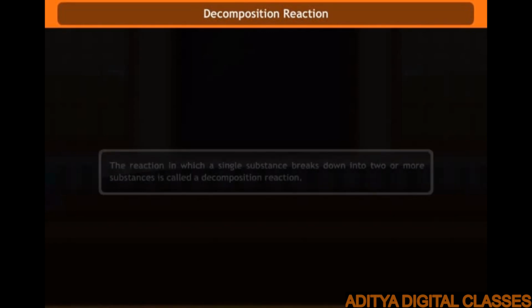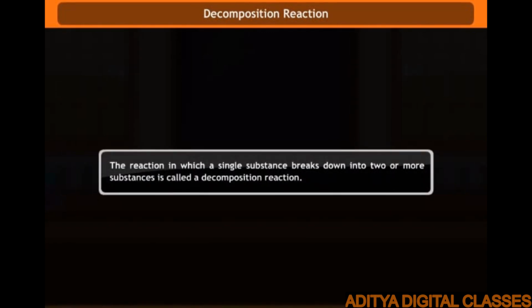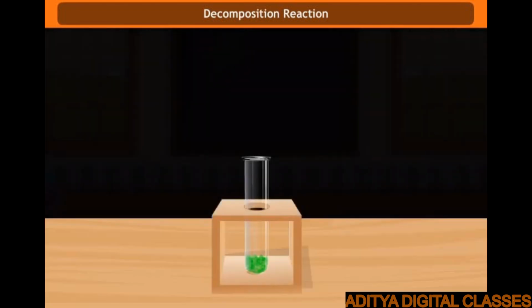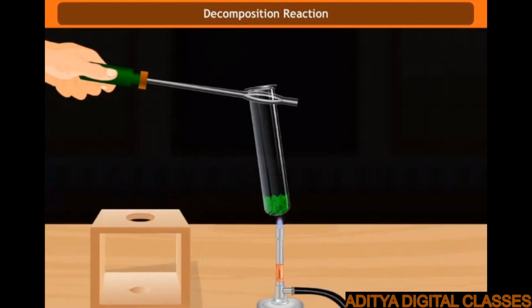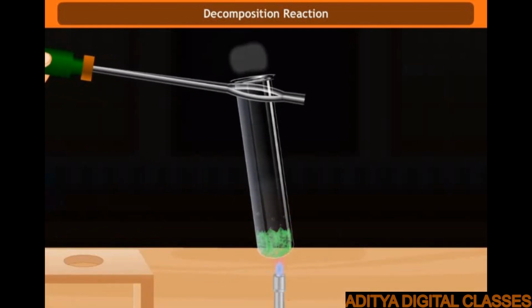Decomposition reaction. The reaction in which a single substance breaks down into two or more substances is called a decomposition reaction. Let us do an activity to explain it. Take 3 grams of green ferrous sulfate crystals in a dry boiling tube. Heat the boiling tube over the flame of a burner. Observe the change in color of the crystals on heating. It will be observed that the color of the crystals changes. Also, the characteristic smell of burning sulfur is observed.